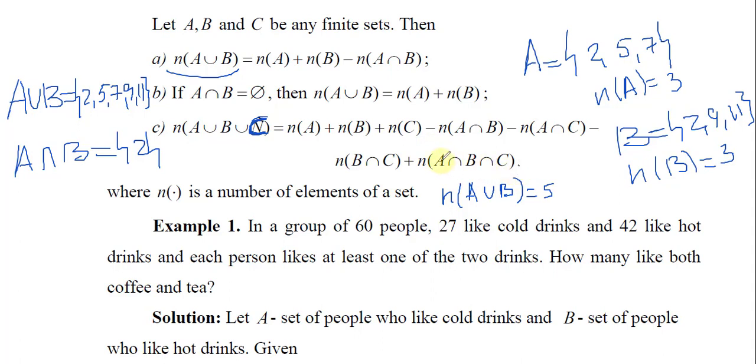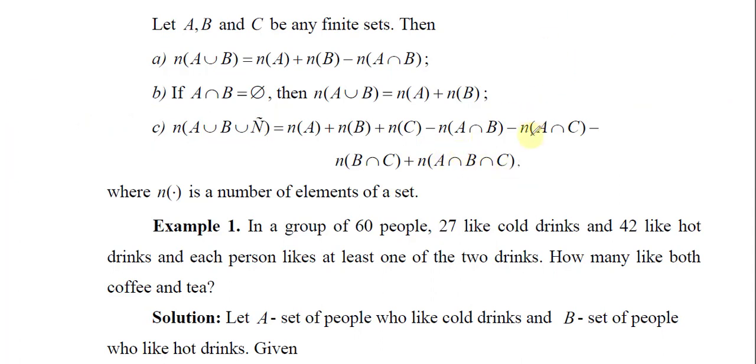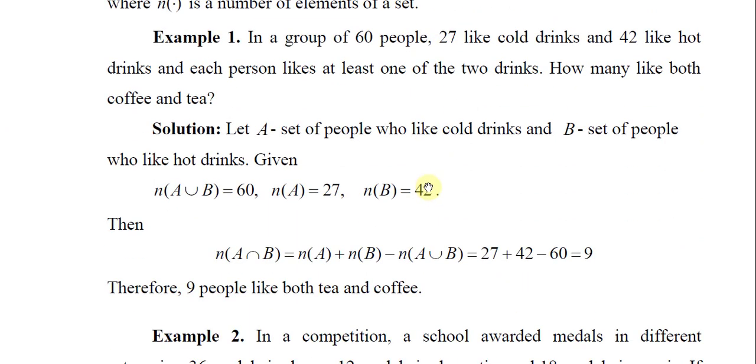Okay, let's consider the next example. Example number 1. In a group of 60 people, 27 like cold drinks and 42 like hot drinks, and each person likes at least one of the two drinks. How many like both coffee and tea?